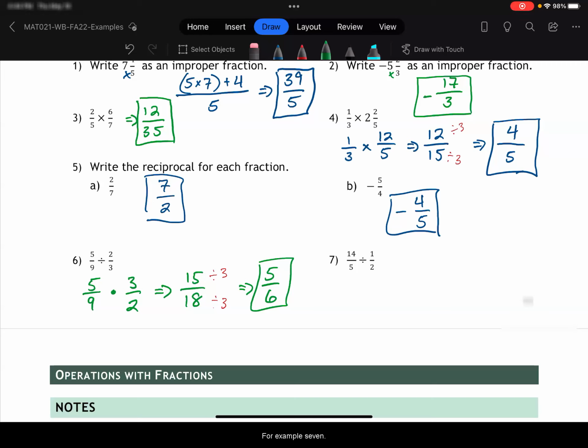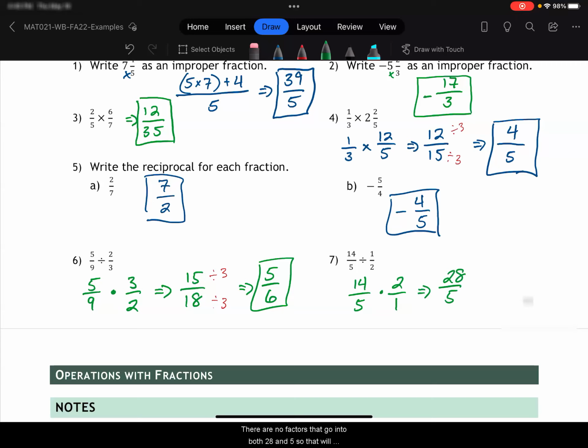For example 7, same concept. So we're going to keep that first fraction, 14 over 5. Change our division to multiplication. And flip 1/2 and make its reciprocal, which would be 2 over 1. Go ahead and multiply. 14 times 2 is 28. 5 times 1 is 5.